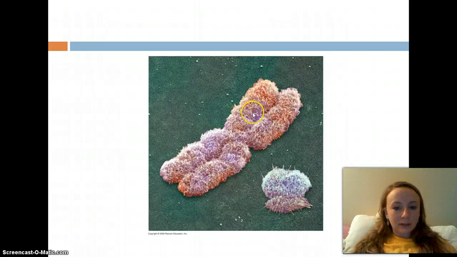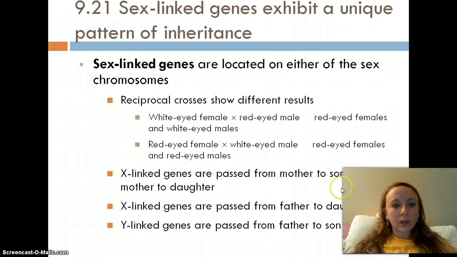So here's the X, an actual X chromosome, and here's the Y. So there's a big difference. Sex-linked genes are the genes that are just located on the sex chromosomes, so either X or Y. Remember, autosomes are 1 through 22, and they're not involved in sex-linked genes because the sex-linked genes are either on the X or on the Y.